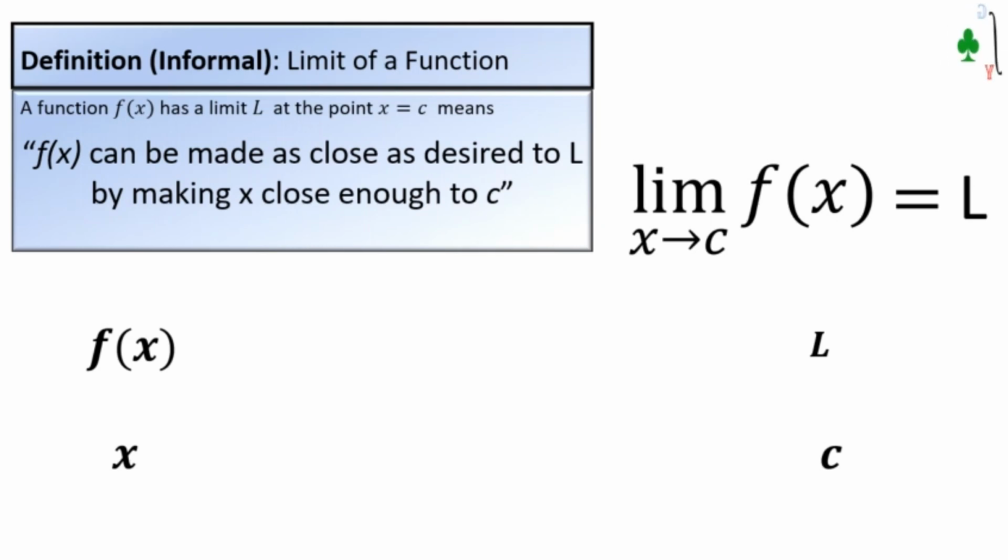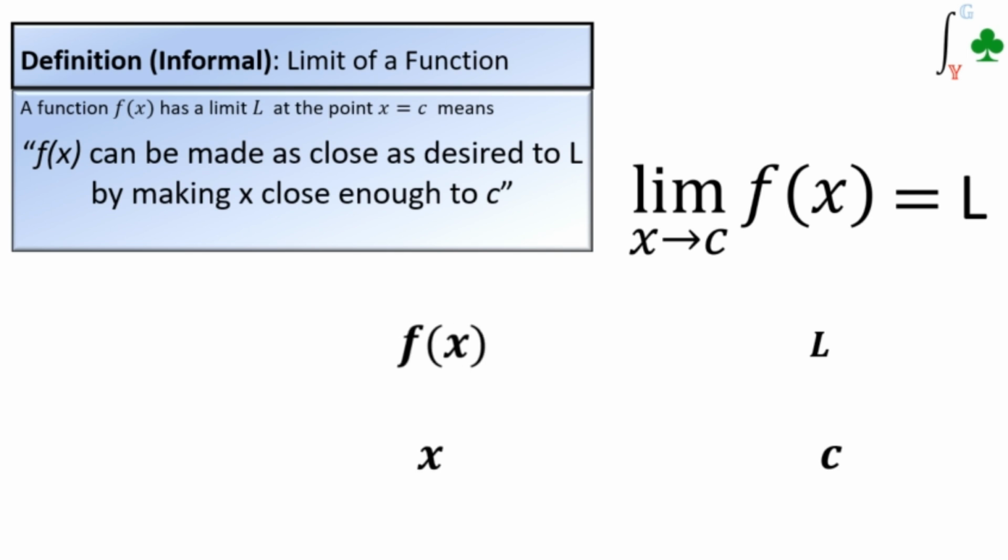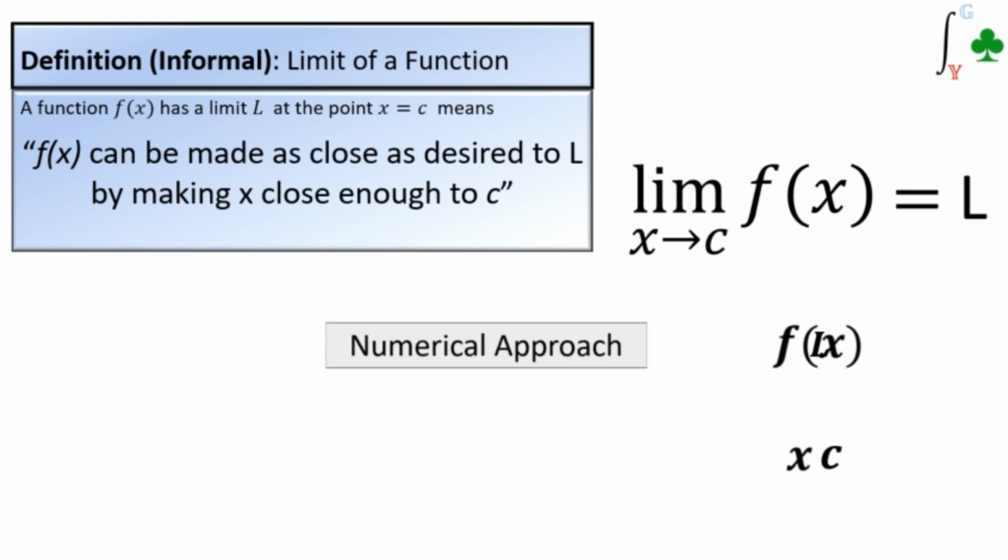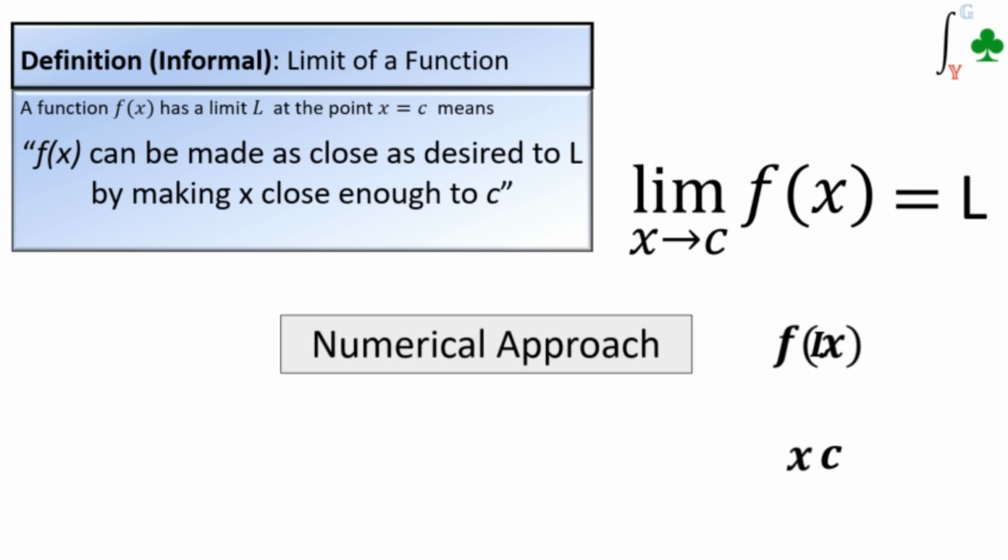Previously, we covered an informal definition of limit. We mentioned that the main objective of the concept is to identify the behavior of the function as its independent variable x approaches a certain value. Now, we will use this definition as a basis on our approach to find that limit L, the number that f of x approaches as x gets close to the number c. This approach is called the numerical approach of finding the limit of a function.